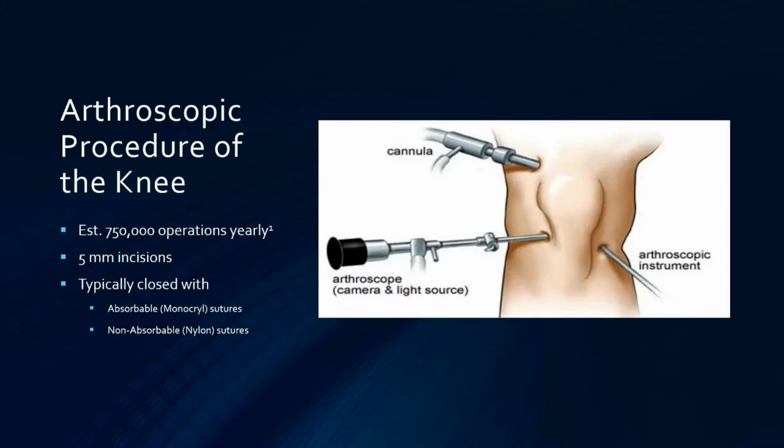However, in the United States alone, there is an estimated 750,000 knee arthroscopies. If you take that into consideration, every single one of those 5 millimeter incisions is closed off with some sort of suture, and it usually includes 1 or 2. So on average, we're looking at about 5 to 6 sutures per knee arthroscopy. So when you put that in consideration with how many operations are taking place, we're looking at millions of sutures being used on knee arthroscopies alone.